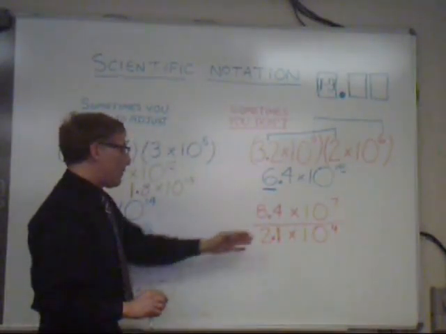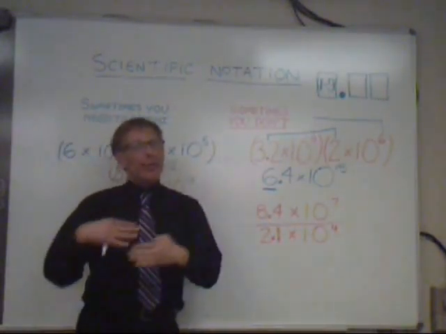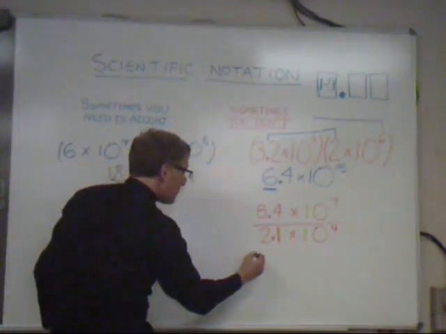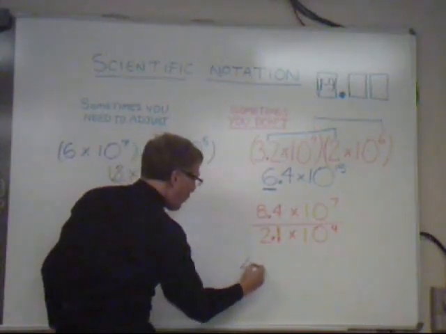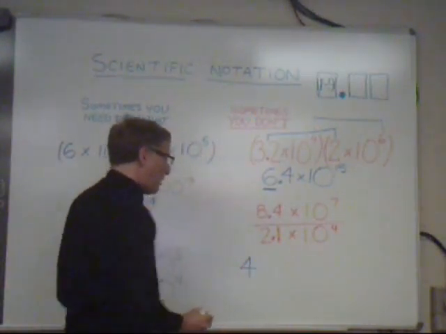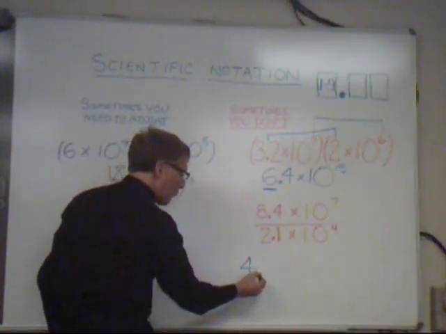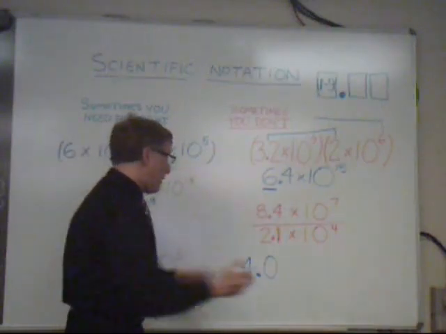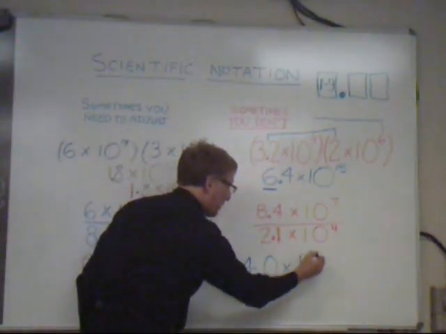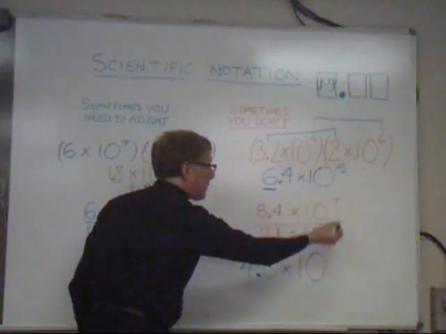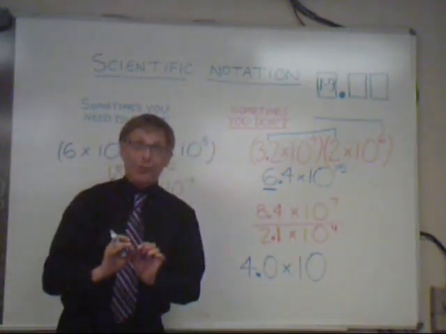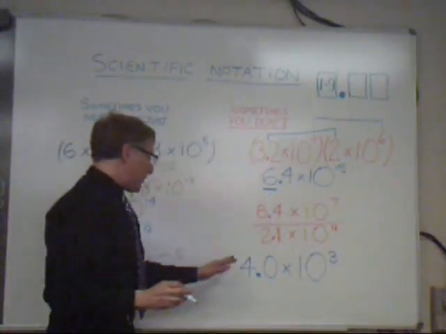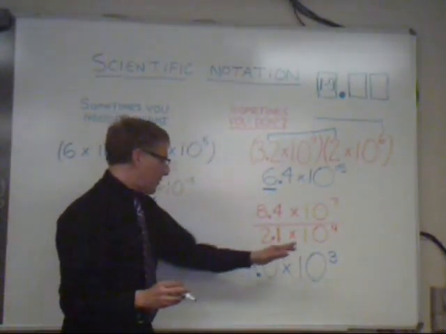The same thing happens here. I have 8.4 divided by 2.1. So we're working with decimals, but when I work it out, my answer becomes 4. 8.4 divided by 2.1 is just a plain 4. If you want, you can put it as 4.0 times 10. And 7 take away 4, when I divide, I subtract exponents, is 3. So I end up with 4.0 times 10 to the third.